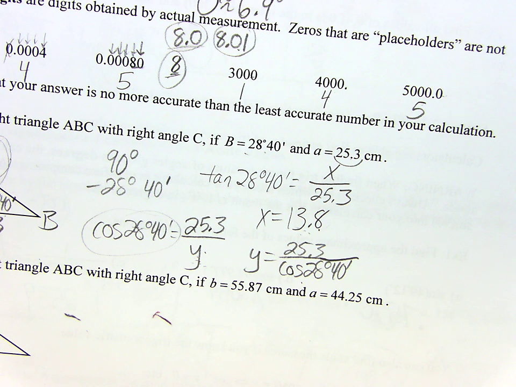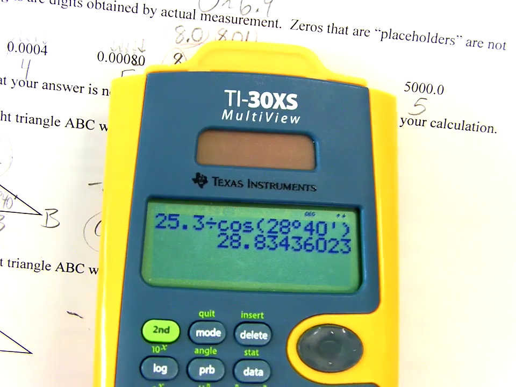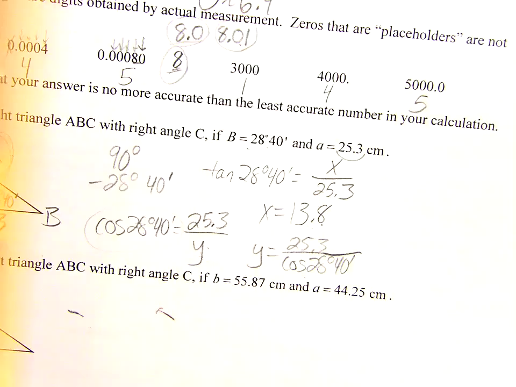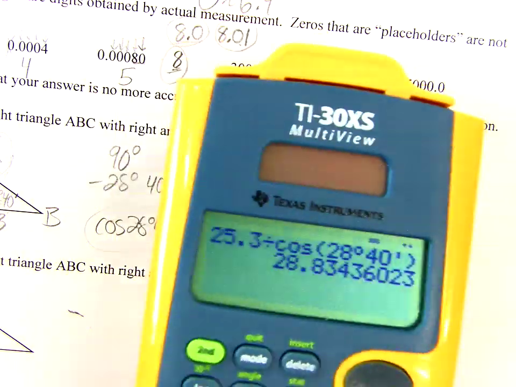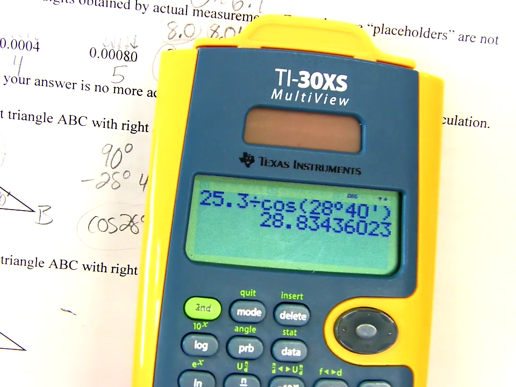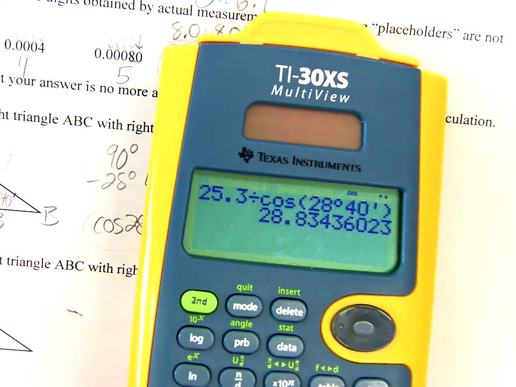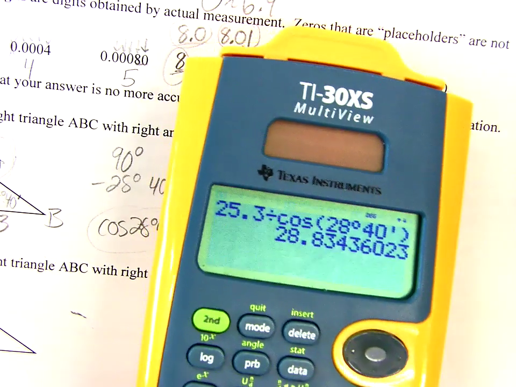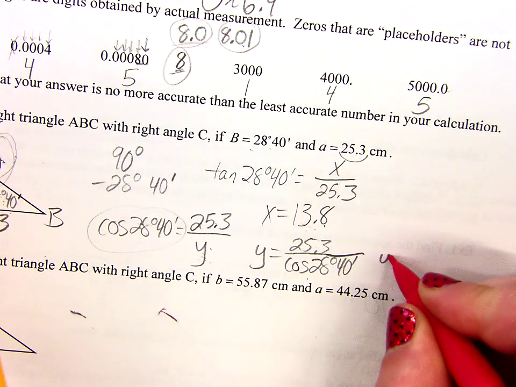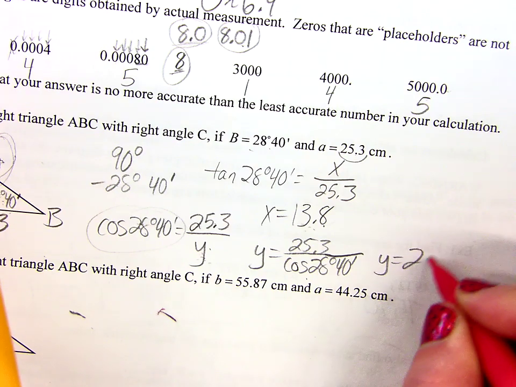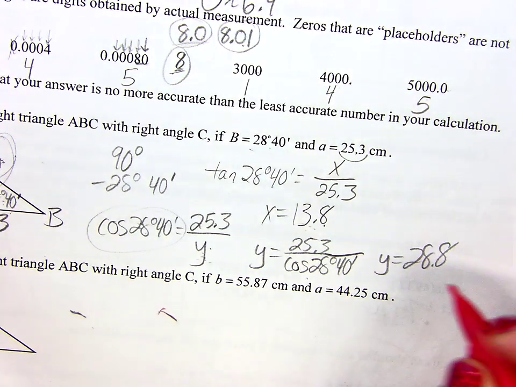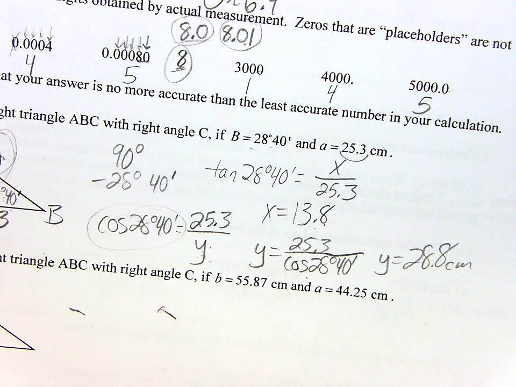Yes, I get 28.8. Did you? Right, and then I have to think about how far I should be rounding this. My answer should have 3 significant digits, so 28.8 makes sense because that has 3 significant digits as well. 28.8. Cool. Centimeters, I guess we're in.